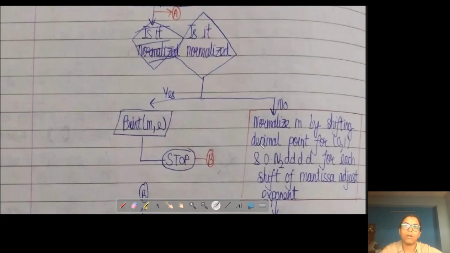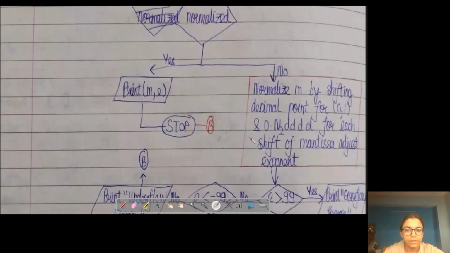I mean the whole shifting of the decimal points in the mantissa part is done so that we could adjust the exponents, because we have to keep both the exponents of the numbers the same. To achieve that, we have to adjust the mantissa and shift the decimal points. And if it was already normalized, we would just print it.